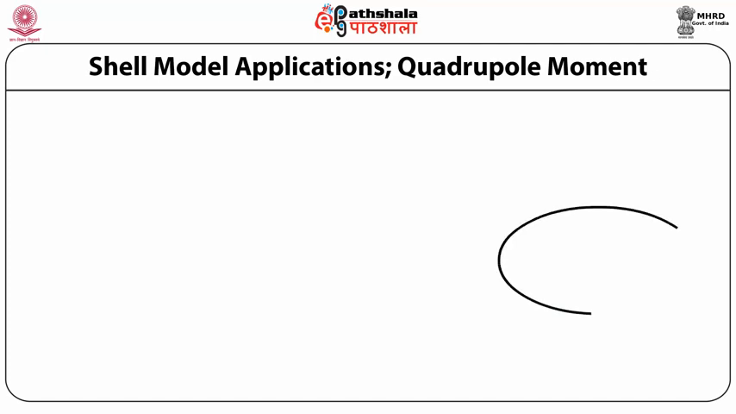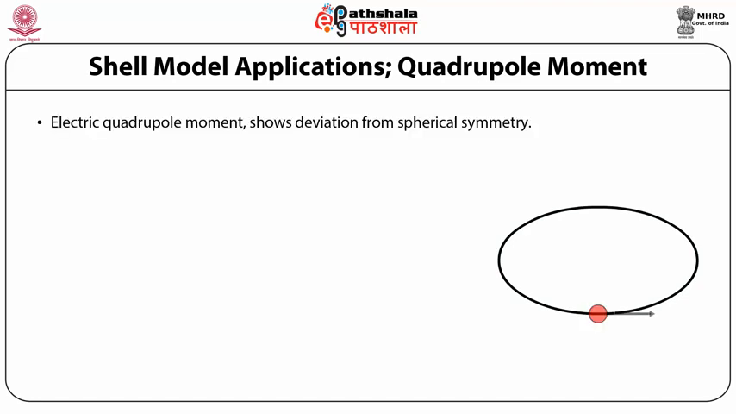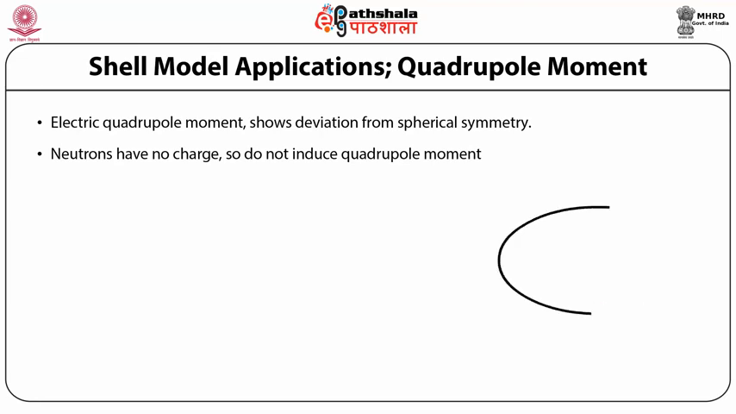Shell model applications, quadrupole moment. In this slide, we will discuss the shell model applications in predicting the ground state quadrupole moment in nuclei. Now, electric quadrupole moment, as we know, shows deviation from spherical symmetry. It means if a nucleus has quadrupole moment, it suggests that the nucleus is not spherical. Neutrons have no charge, so they do not induce quadrupole moment. Now, quadrupole moment by definition is due to the asymmetric distribution of charge. As neutrons do not have any charge, they cannot induce the quadrupole moment.